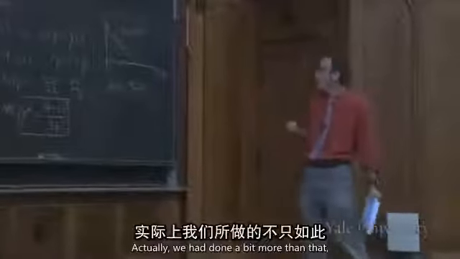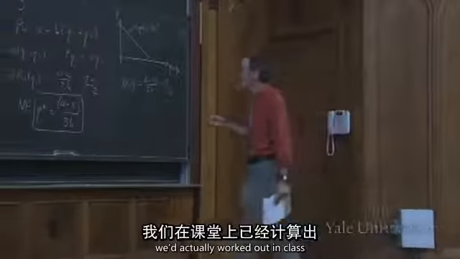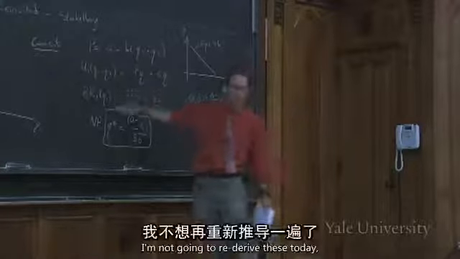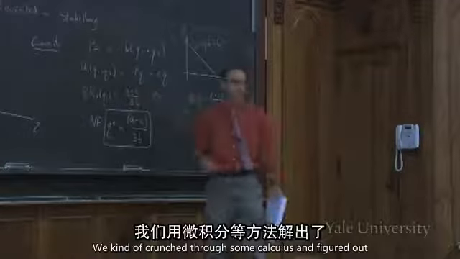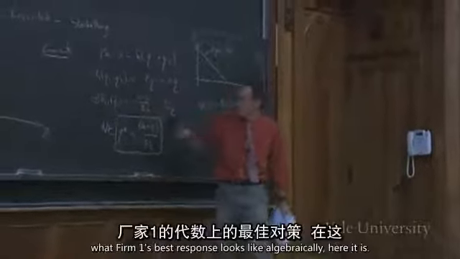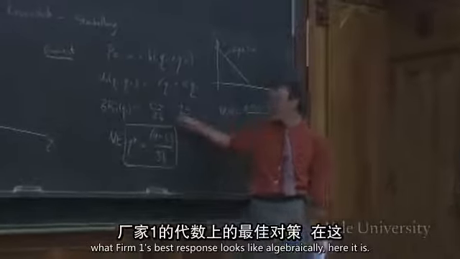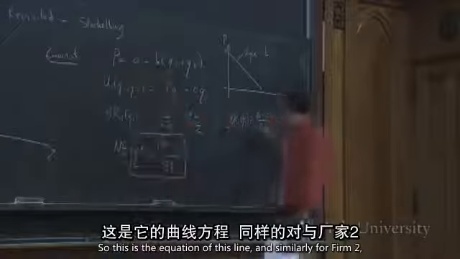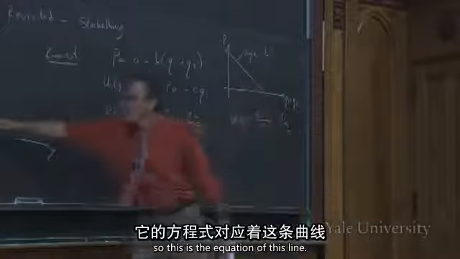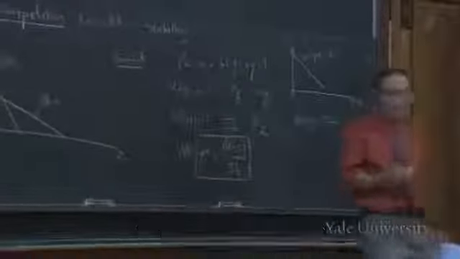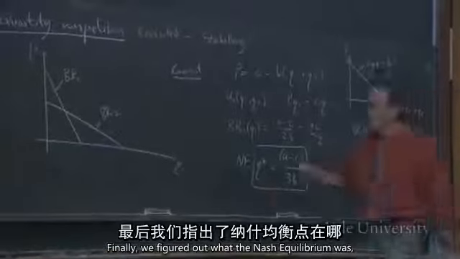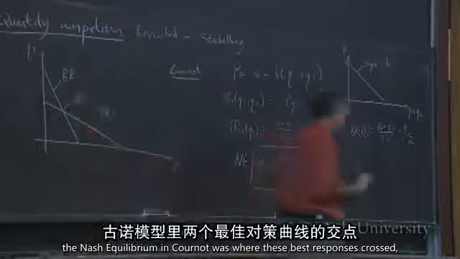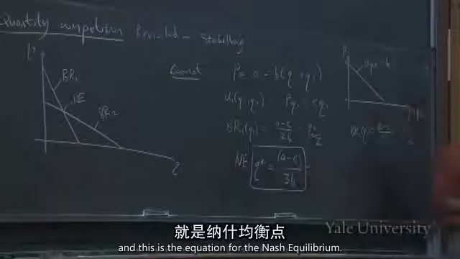And actually, we'd done a bit more than that. We'd actually worked out in class what the equations were for these best responses. Here they are. And I'm not going to rederive these today, but they're somewhere in your notes. We crunched through some calculus and figured out what firm 1's best response looks like algebraically. Here it is, so this is the equation of this line. And similarly for firm 2, this is the equation of this line. All right? And finally, we figured out what the Nash equilibrium was, and there were no prizes here. The Nash equilibrium in Cournot was where these best responses crossed, and this is the equation for the Nash equilibrium.